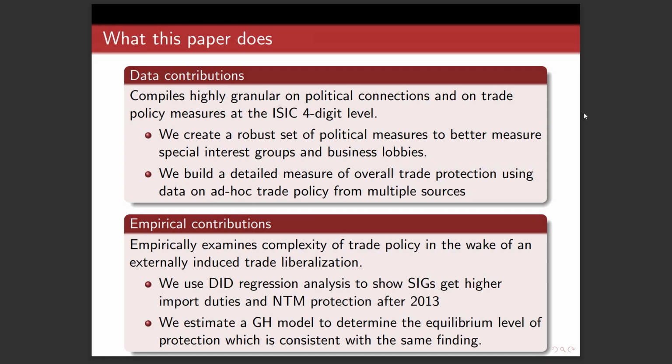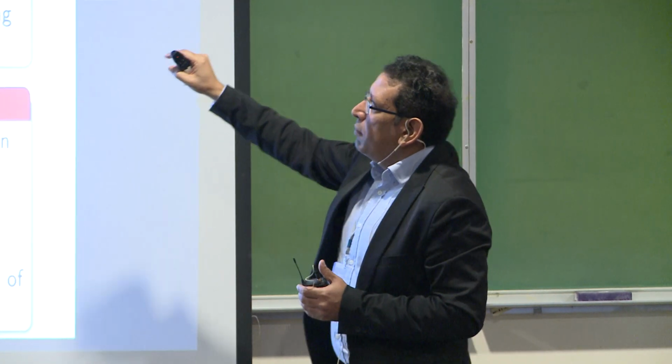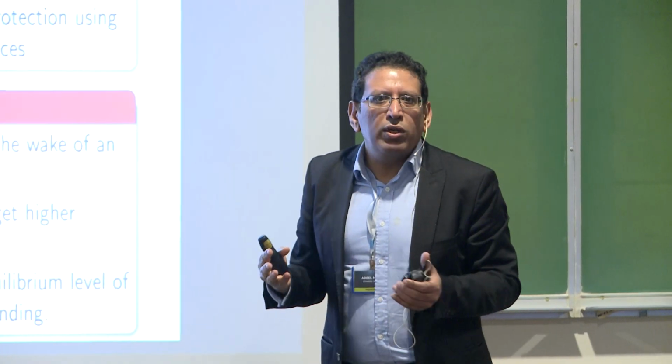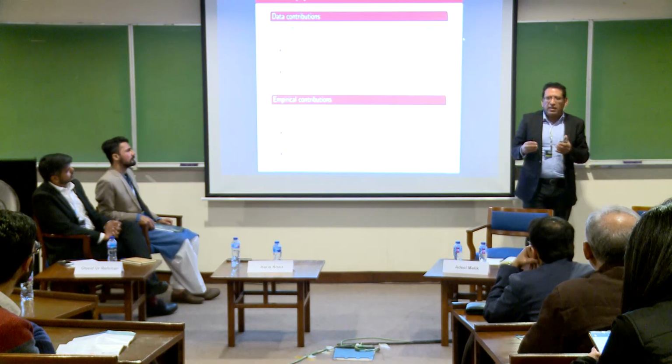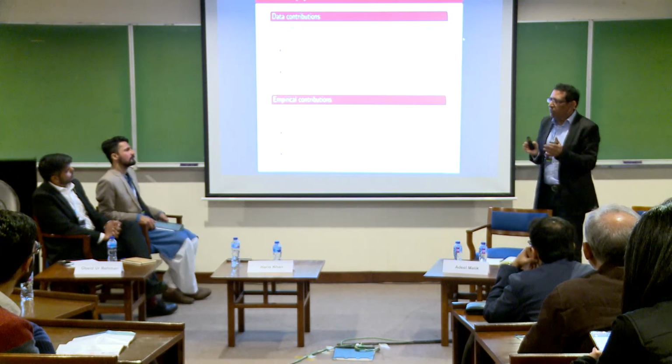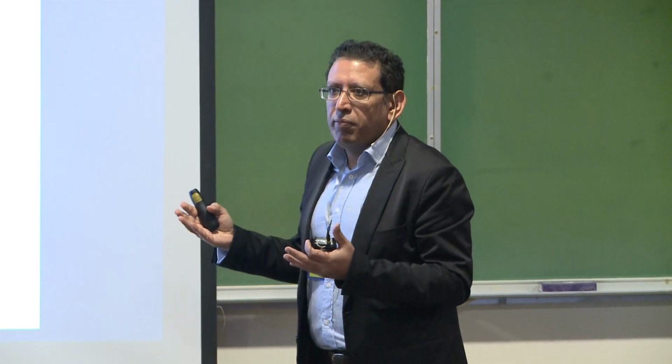What I'm going to do in this paper is to compile a highly granular product level database, of about 6,000 products we have, on political connections. And typically the literature looks at organized versus unorganized sector. But in the Pakistani context, that doesn't capture a whole lot, because some organizations like the Sugar Mills Association or the auto or textile are obviously very powerful, and others, they may not be very powerful. But we'll clearly work with that measure.